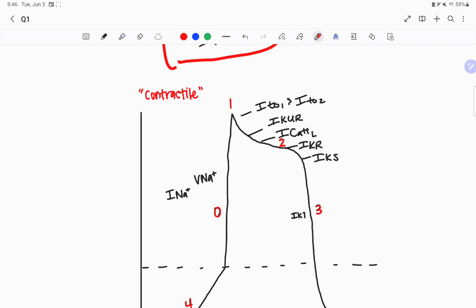Now, at the same time, to get us out of the plateau phase, we have this IKur, IKr, and IKs. These are potassium channels that open up. IKur is ultra rapid, IKr is rapid, and IKs is slow.